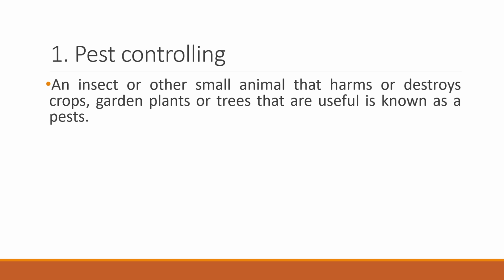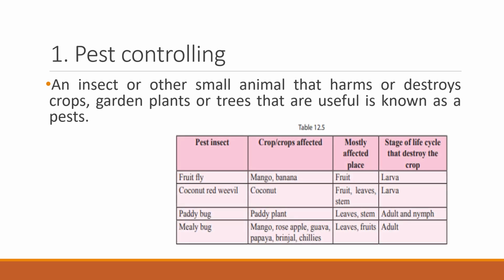Here in this table, it shows four main insect pests we find in our home garden. They are fruit fly, coconut red weevil, paddy bug, and mealy bug. If you consider the fruit fly, it mainly harms fruits like mango, banana, and guava.